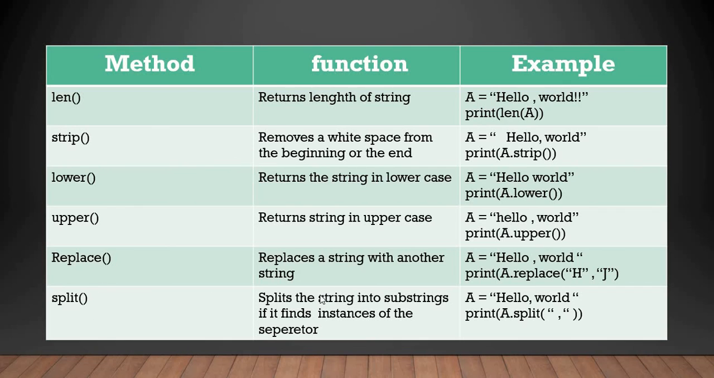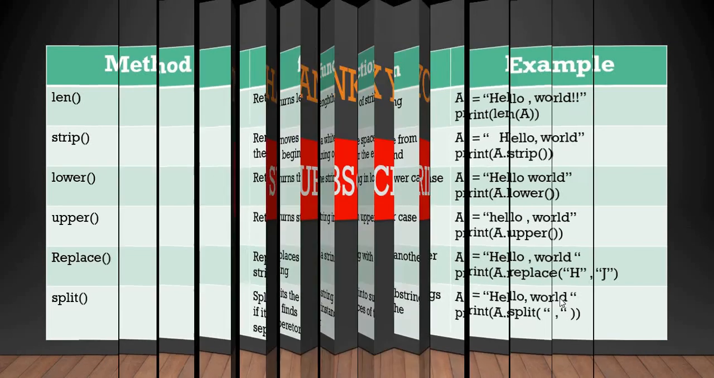Split splits the string into substrings if it finds instances of the separator. For example, you have the string hello, world, with a comma. That will be our separator. If you want to split this whole string into different substrings, you can use the separator comma, and it will print hello and world. You can do it as an example, just as a practice.